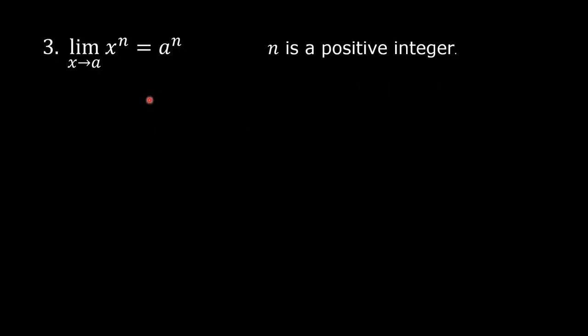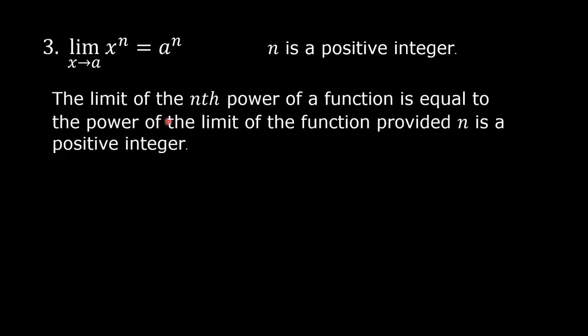Theorem number 3. The limit of x raised to n as x approaches a is equal to a raised to n, provided n is a positive integer. This means the limit of the nth power of a function is equal to the power of the limit of the function provided n is a positive integer.